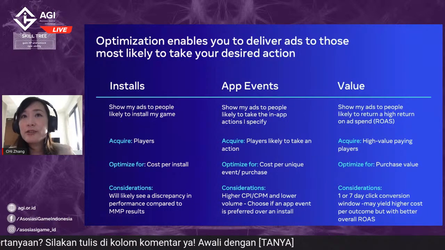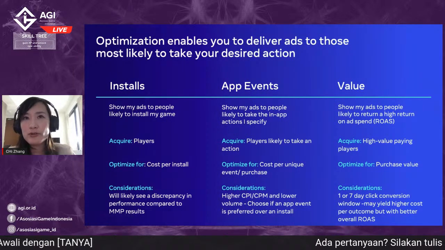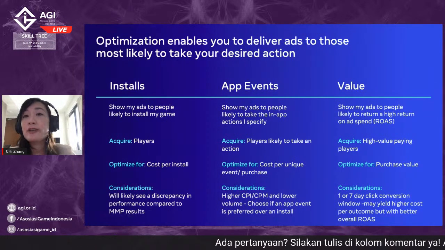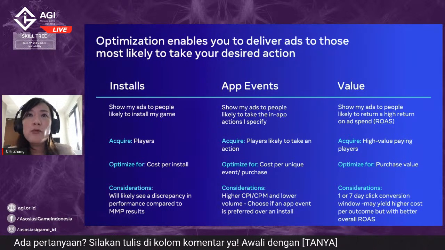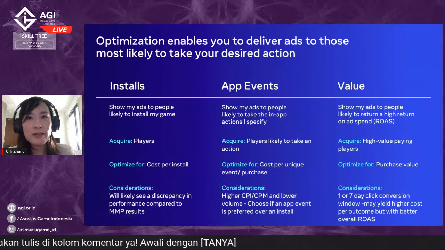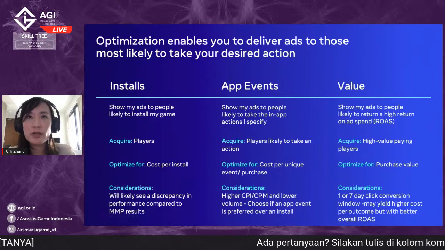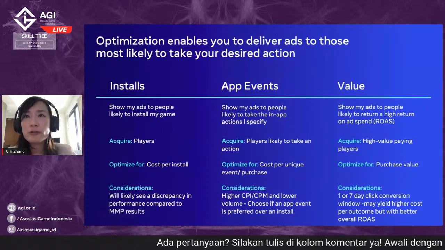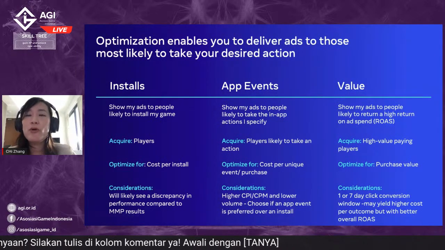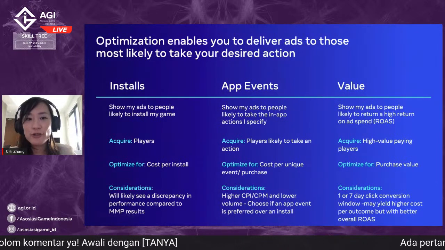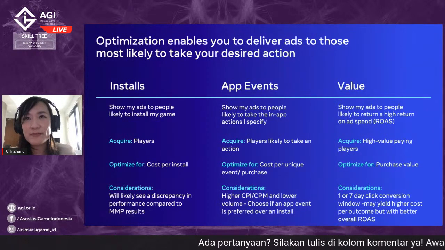If you think certain app events, such as a purchase event, will be important to you, you can also choose the app event optimization, or in short, AEO, that's available on Facebook. Here, with AEO, Facebook will be optimizing for cost per unique event or cost per purchase, or CPP in short, so that we will not only look at people who will install the game, but we will also be looking at people who will be more likely to take your desired action as an app event.